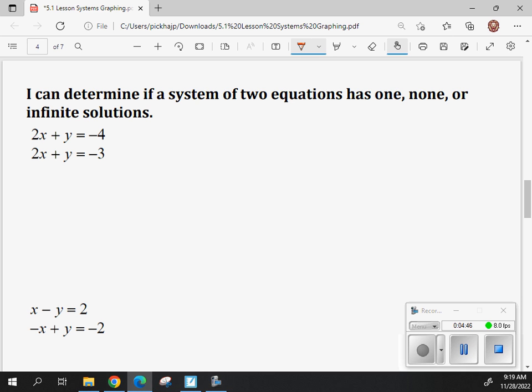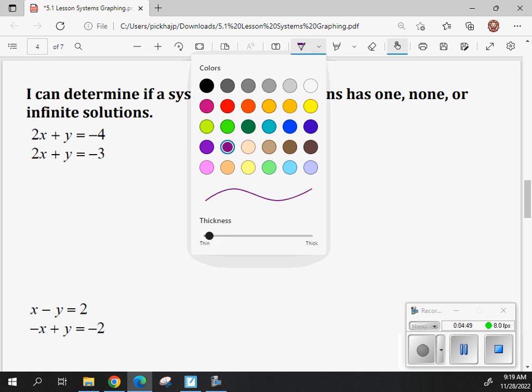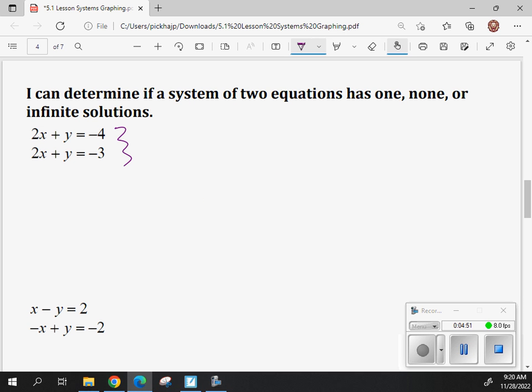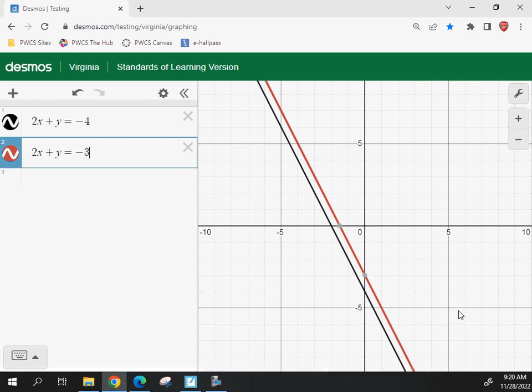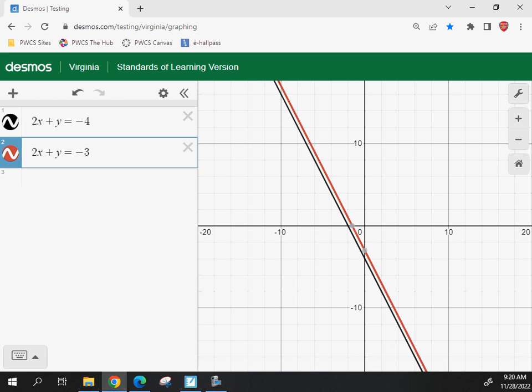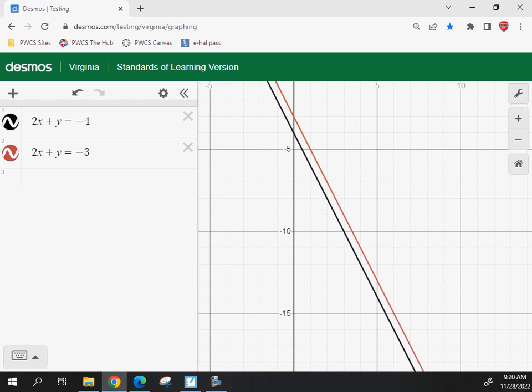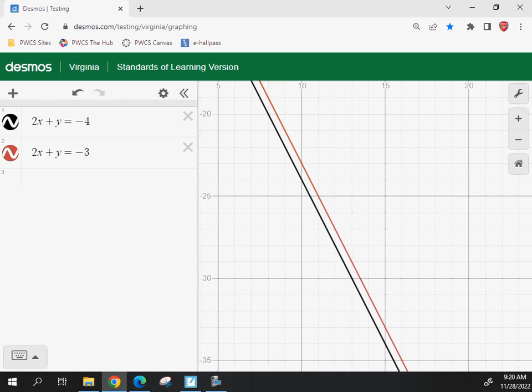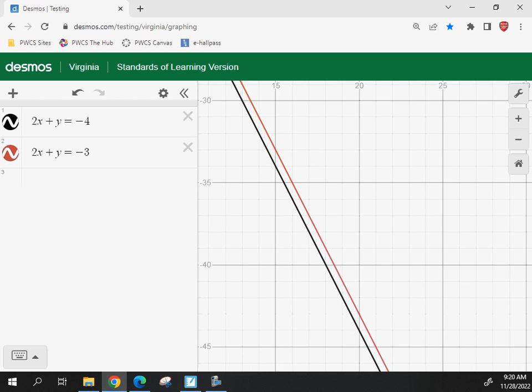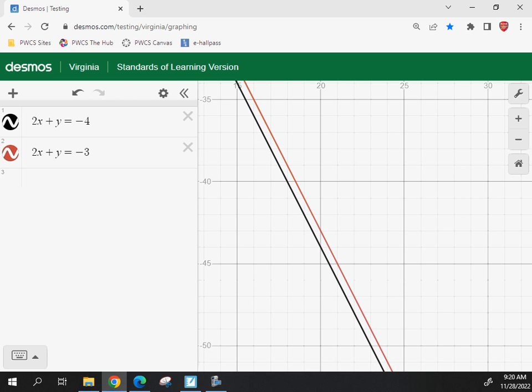Let's graph this system of equations by putting the equations into Desmos, those 2 right there, and then we'll talk about them. So if you were to graph these two lines, you can see that those two lines are not intersecting. And we can zoom out, or we can scroll really, and we can see that those two lines are never going to touch. That's because they're parallel lines.